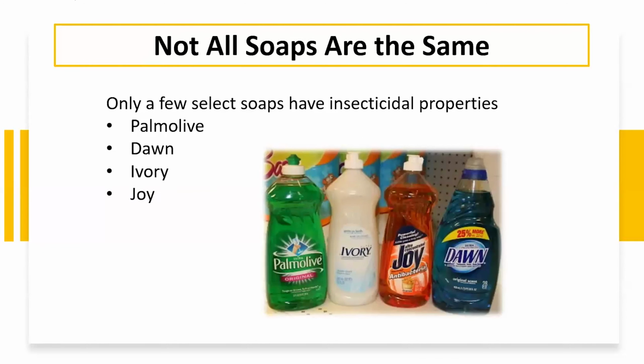So the ones that we see here are the ones most prominently used for insecticidal soaps: Palmolive, Ivory, Joy, and Dawn. There are a few others that are listed in that publication from Dr. Cloyd, and each of these will have a different type and effect on different insects. It's really interesting. And what people predominantly believe is that Dawn is the best soap to use for insecticidal soap.